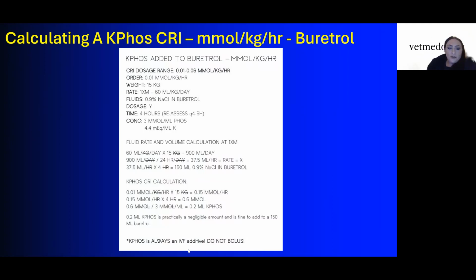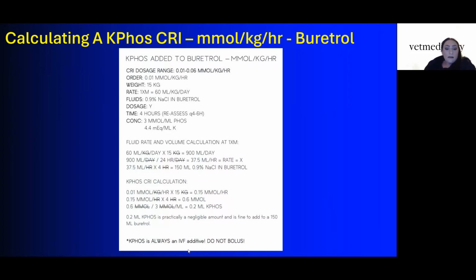We first need to find our fluid rate and volume calculation at 1 times maintenance. So 60 mLs per kg per day times 15 kgs equals 900 mLs per day. 900 mLs per day divided by 24 hours per day equals 37.5 mLs an hour equals the rate. 37.5 mLs an hour times 4 hours equals 150 mLs in our Buretrol. So that works out perfectly.